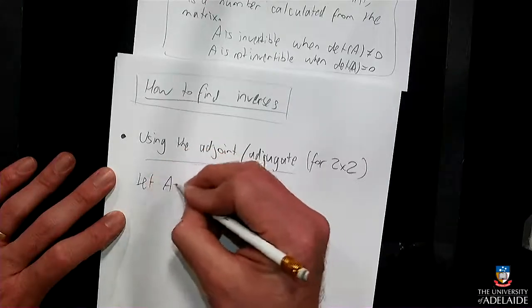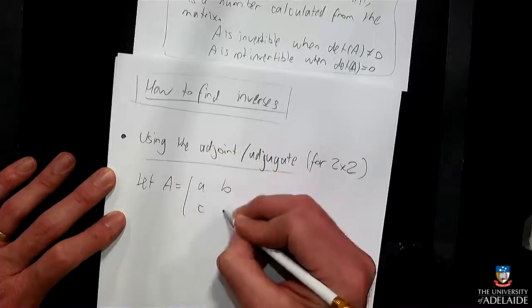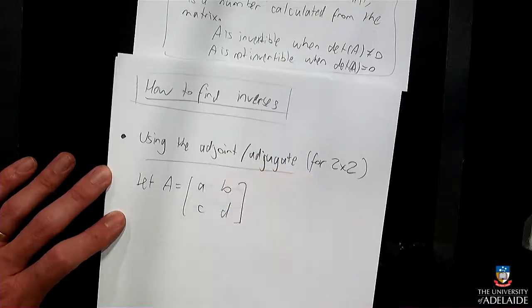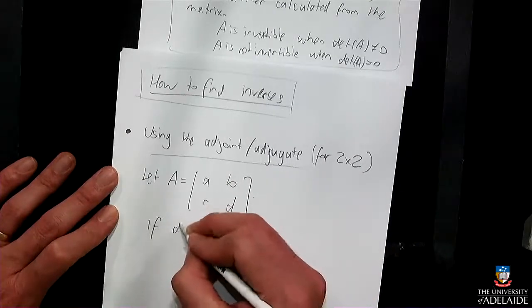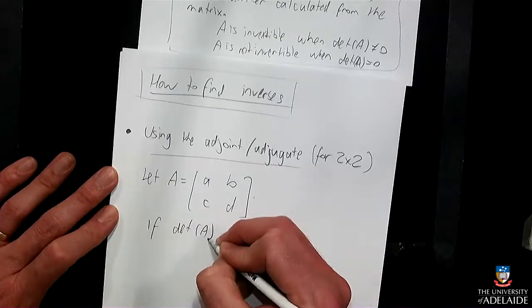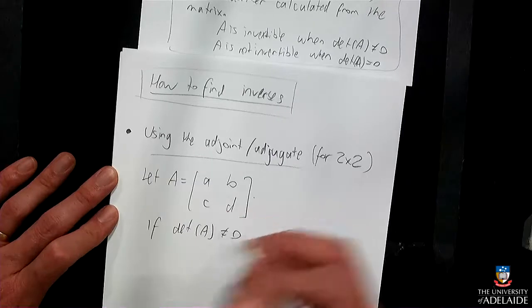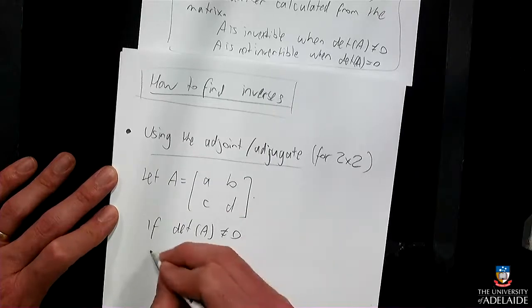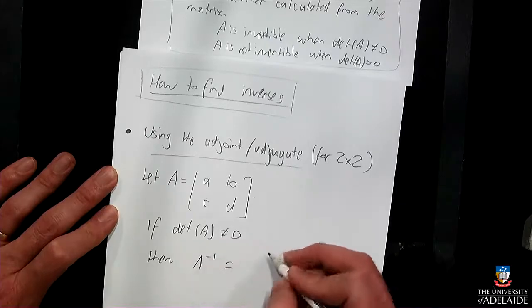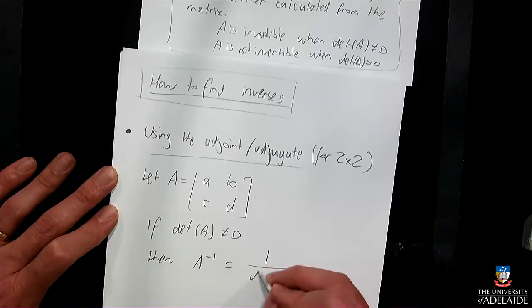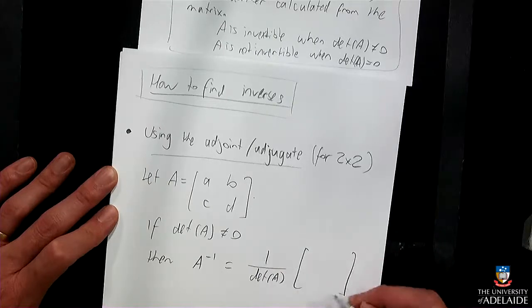Let A be [a, b; c, d] like that. Now, if the determinant of A is not 0, then A has an inverse, and the inverse is 1 over the determinant of A times this matrix.